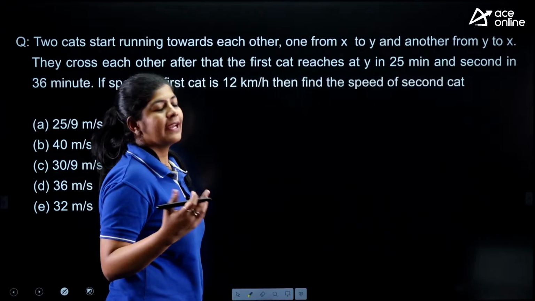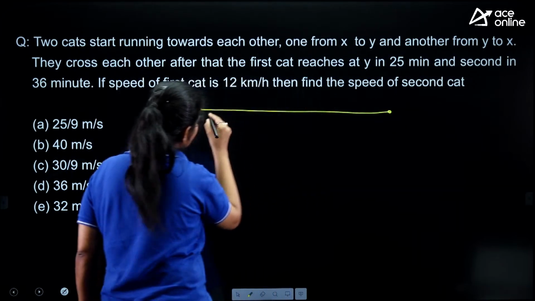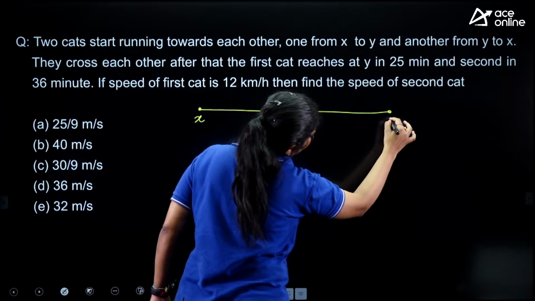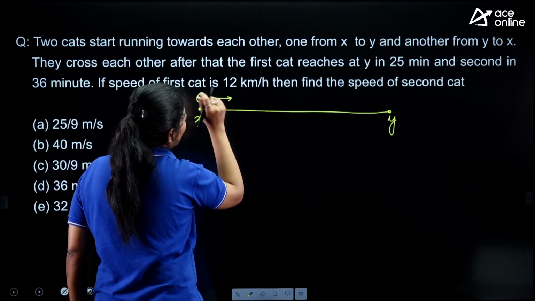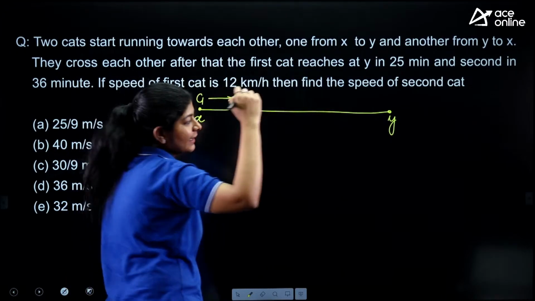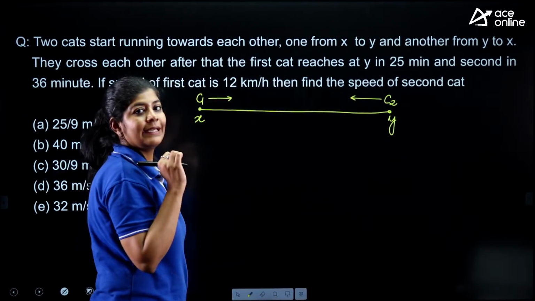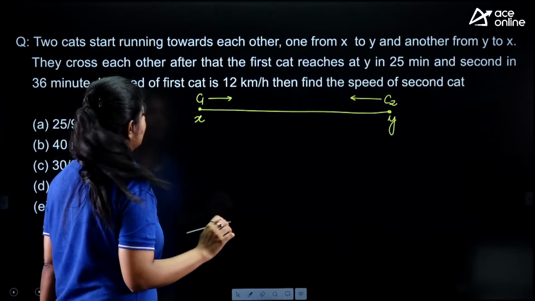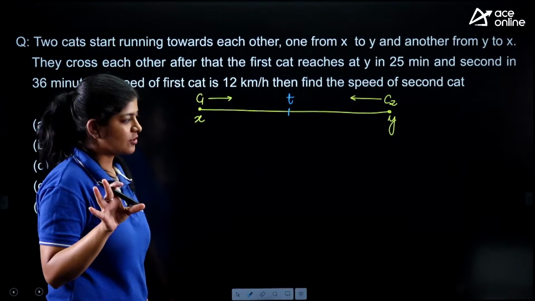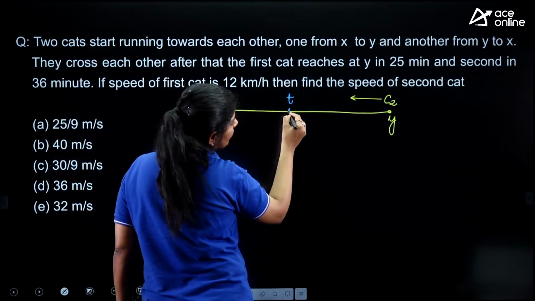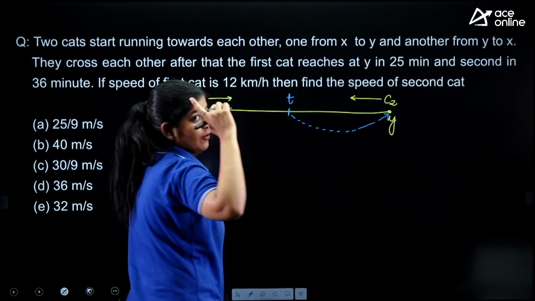If I have to make the diagram, I can make it like this. Here we have 2 points. This is my X and this is my Y. One kid C1 starts from here and wants to go to Y. The second kid C2 starts from here and wants to go to point X. They meet somewhere. Let's suppose they meet over here at time T.